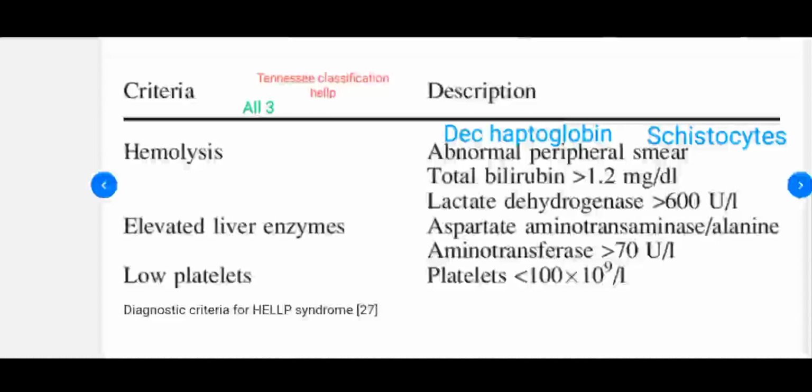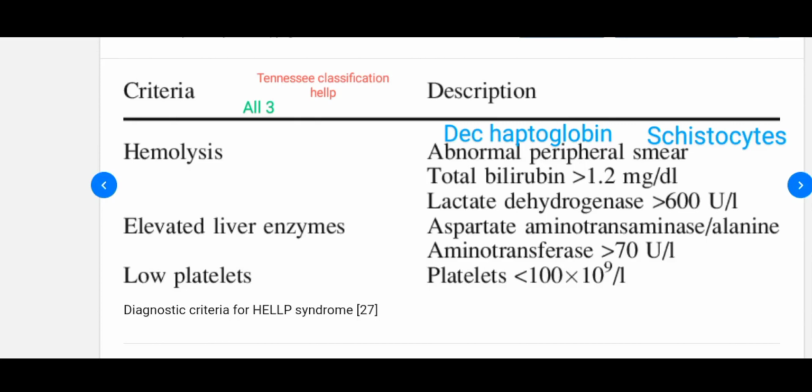Then we have the Tennessee classification of HELLP. Tennessee classification of HELLP syndrome: HELLP stands for hemolysis, elevated liver enzymes, and low platelets. And in hemolysis, what all can they give? They can give decreased haptoglobin, schistocytes. Schistocytes means fragmented RBCs, and abnormal peripheral smear.